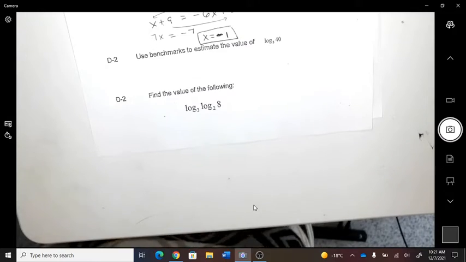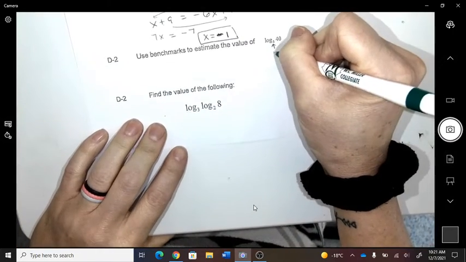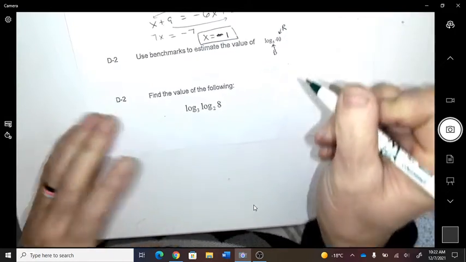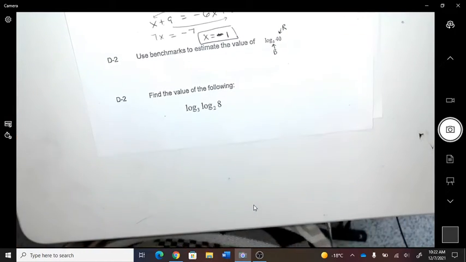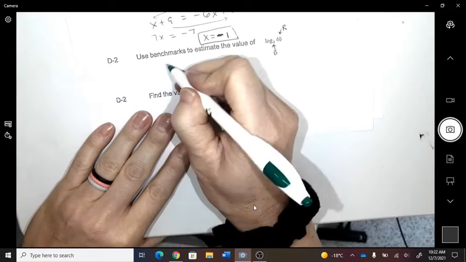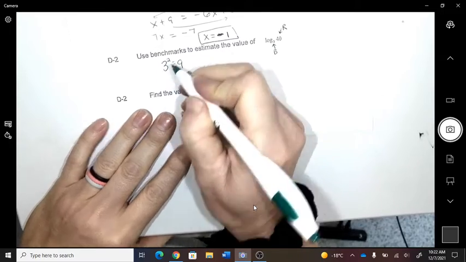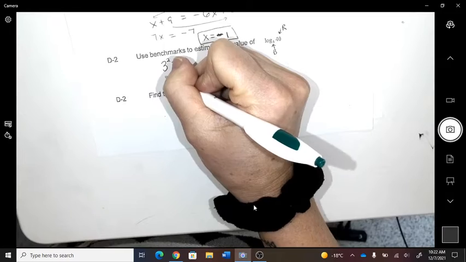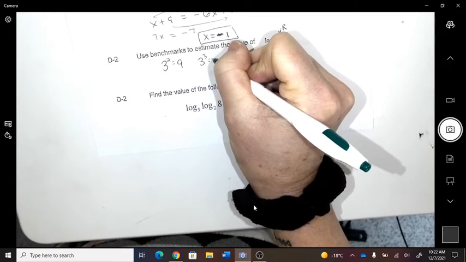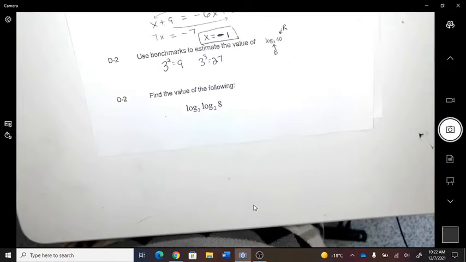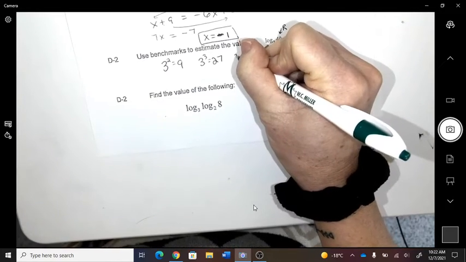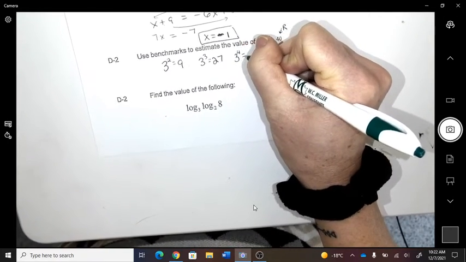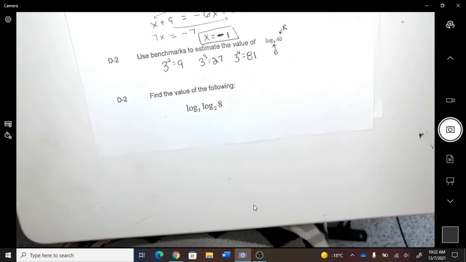Okay, estimate, we're going to use benchmarks to estimate. So this is the base, this is the result. So I want to figure out the exponent. That's what I'm doing. Okay, so what do I know? I know 3 squared is 9. Okay, so that's not really close to 40. I know 3 cubed is 27. We're not at 40 yet. I know 3 to the 4th is 81.